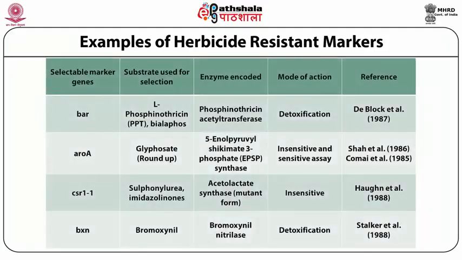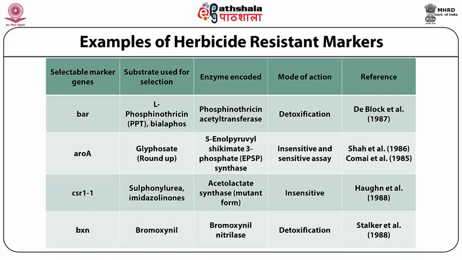There are other selectable markers which rely on herbicide resistance. They confer herbicide resistance to plant cells. These markers include BAR, which codes for phosphinothricin acetyltransferase. This enzyme detoxifies L-phosphinothricin, commercially known as Biolaphos, which is abbreviated as PPT.